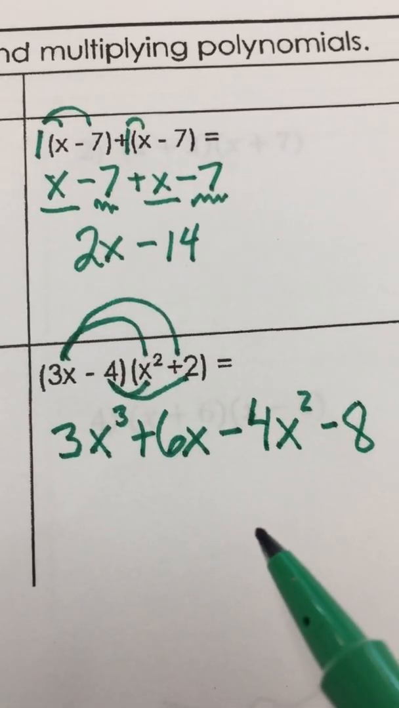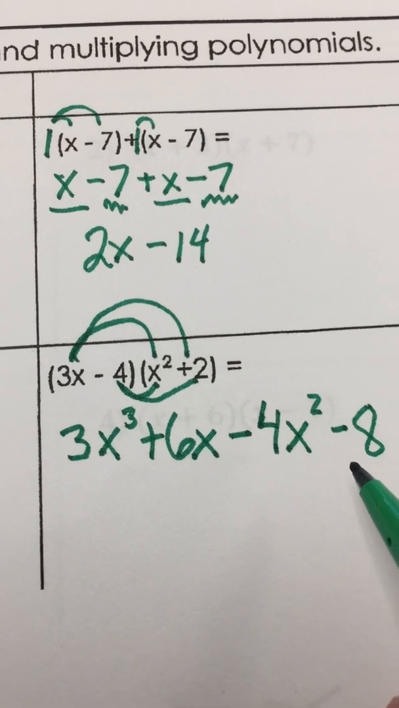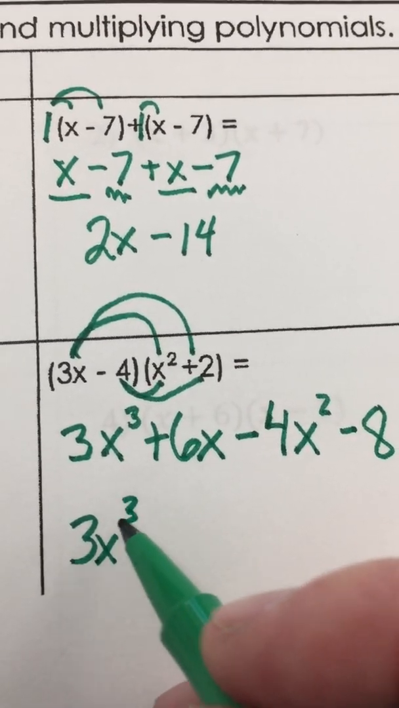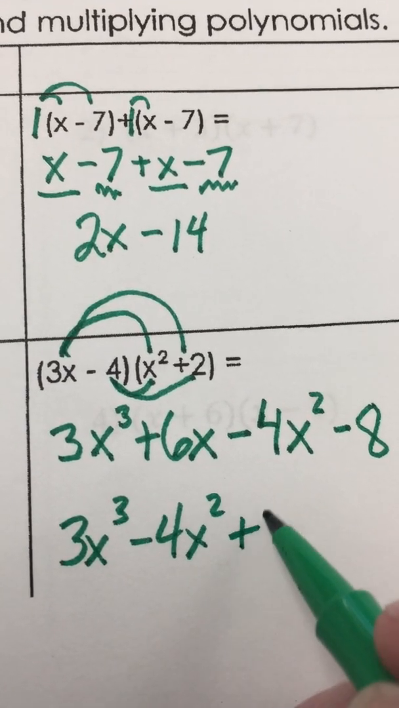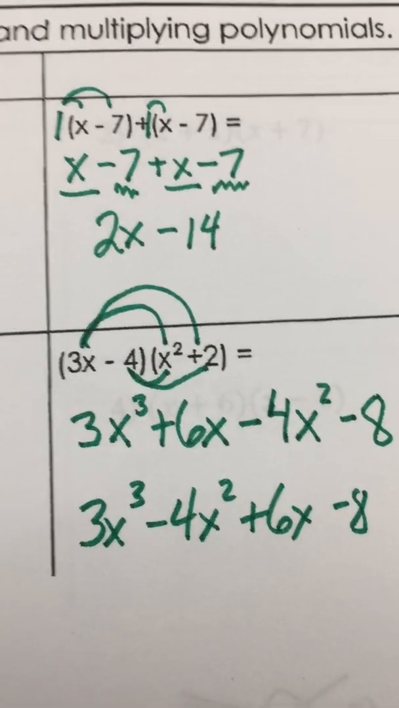And then I look back to see like terms. Third power, squared power, first power, constant, no. Now, you can rearrange it if you want to. Most mathematicians will write it in descending order, but this is also correct. -4x squared plus 6x minus 8. So there's the answer to that multiplication problem.